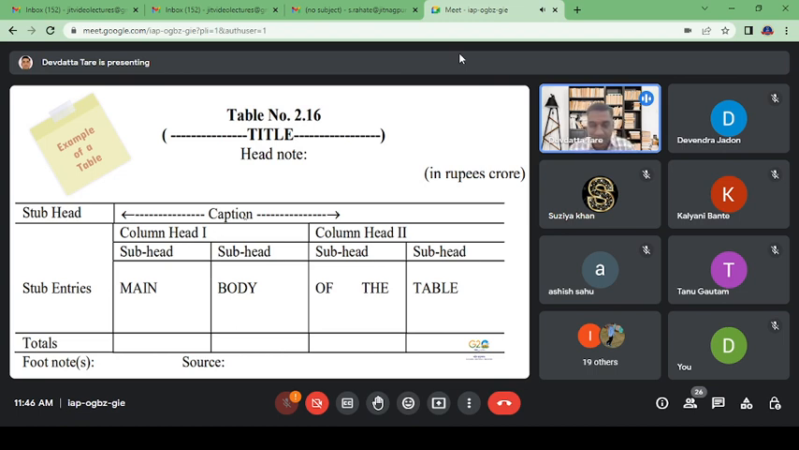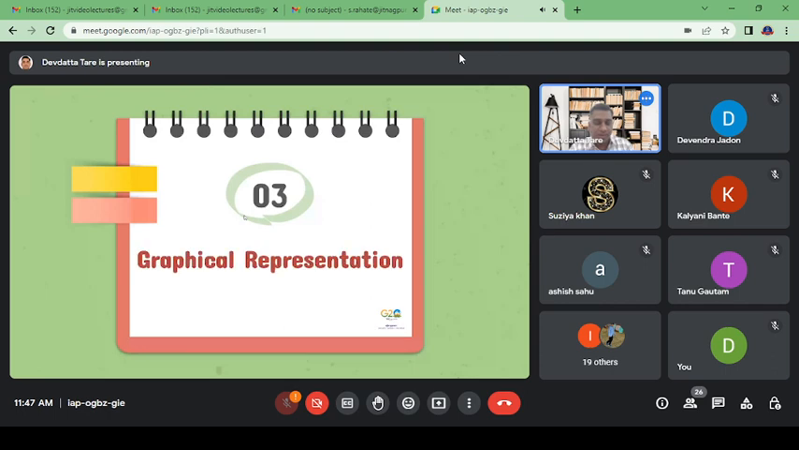Then you have to write the footnotes. What is the footnote? Any qualifying information which you want to write. And what is the source of data? The source is nothing but from where you got the table. So this was up to tabulation of data. Now we will move to the third part, that is graphical representation.